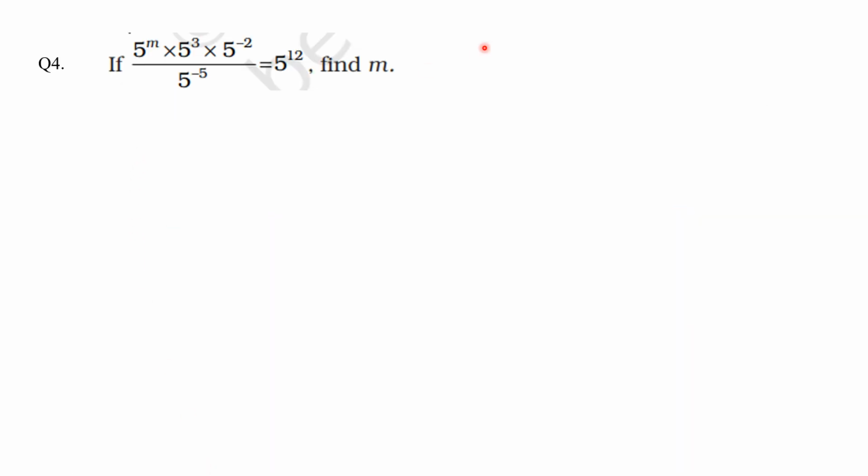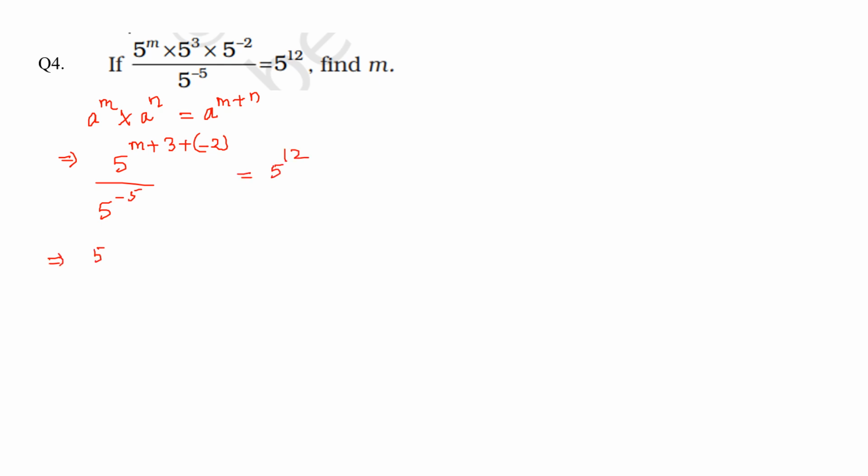In question number 4, I have to find the value of m. And if we see here, in the numerator, the base is the same, right? The base is 5. So I am going to use the product law. The product law tells that a to the power m into a to the power n is equal to a to the power m plus n. Okay, so here I am going to write 5 to the power m plus 3 plus negative 2. So I can use this law for 3 numbers also. That divided by 5 to the power minus 5 is equal to 5 to the power 12.